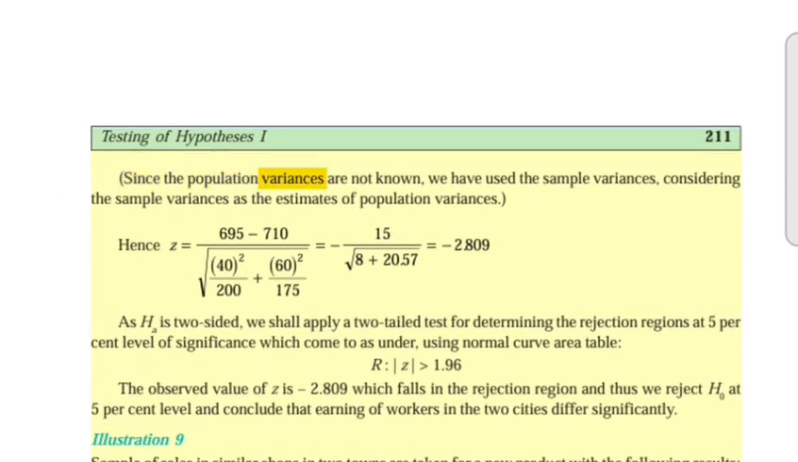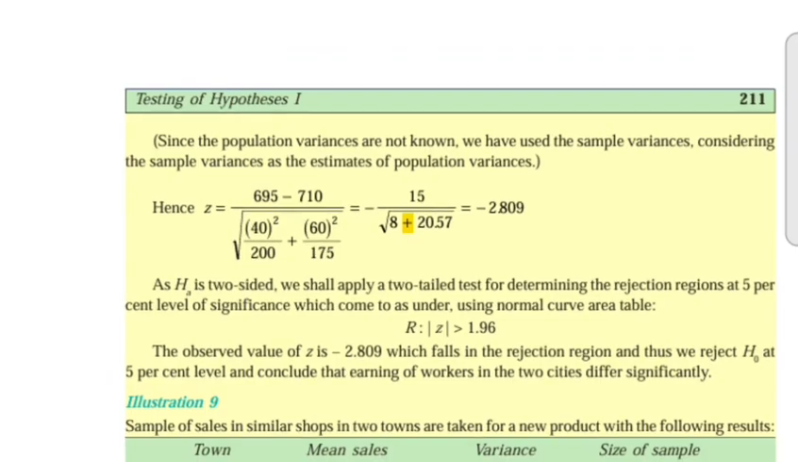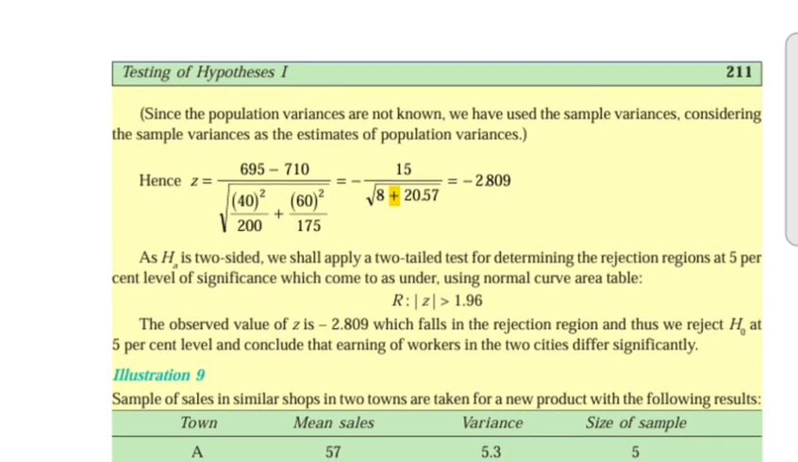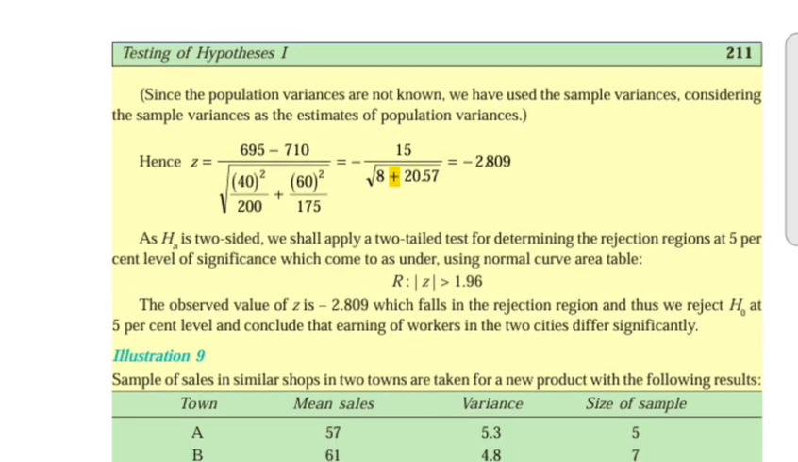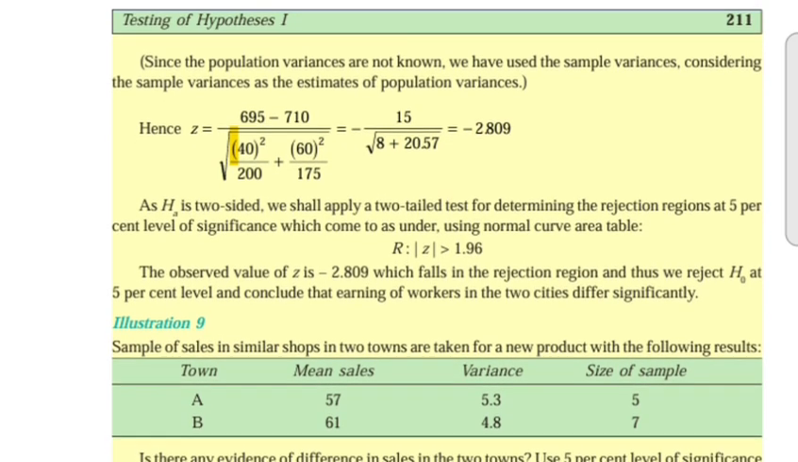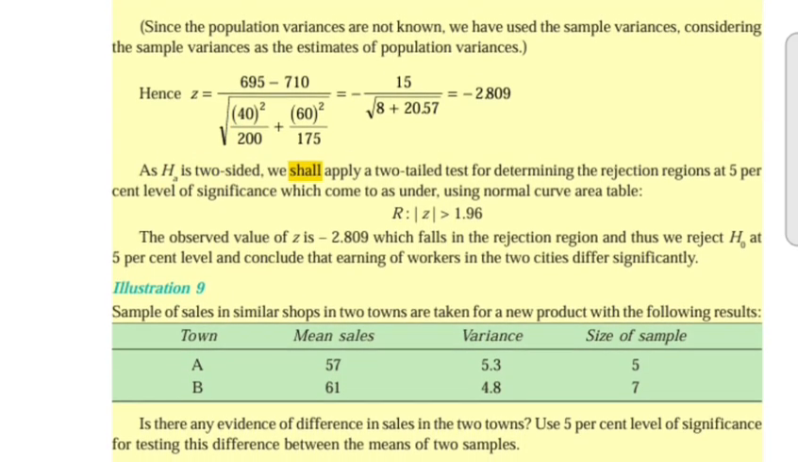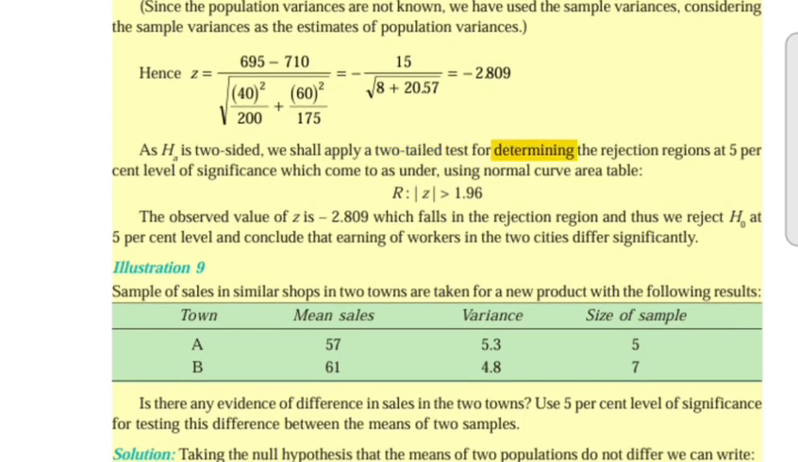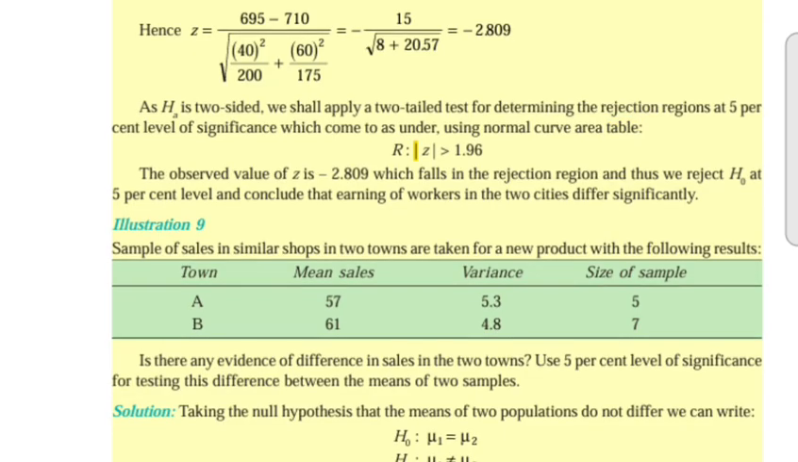Since the population variances are not known, we have used the sample variances, considering the sample variances as the estimates of population variances. Hence z equals (695 minus 710) divided by the square root of (40 squared over 200 plus 60 squared over 175), which equals minus 2.809. As Ha is two-sided, we shall apply a two-tailed test for determining the rejection regions at 5% level of significance, which come to as under, using normal curve area table. R: |z| greater than 1.96.